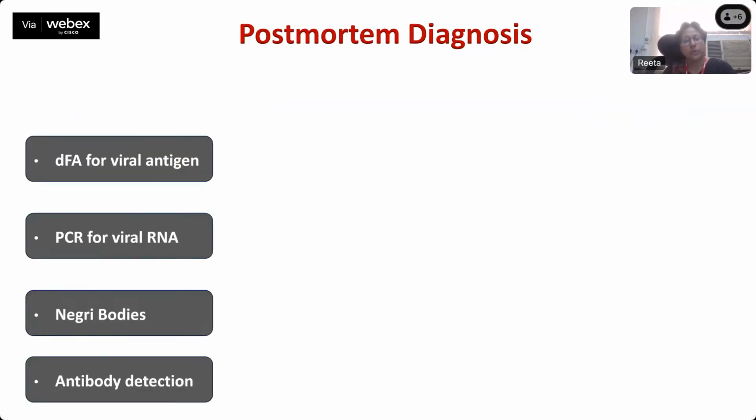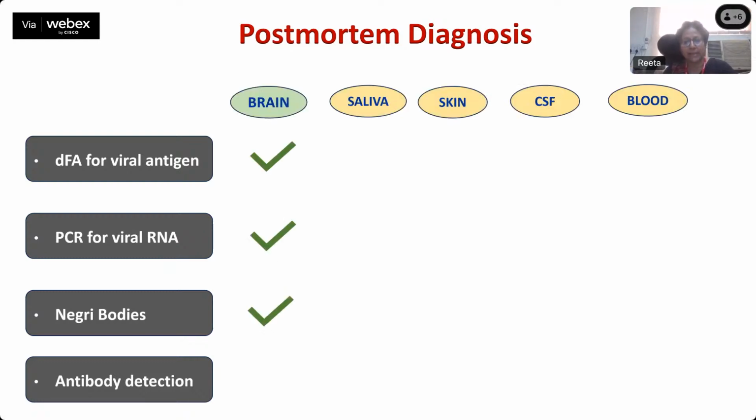Next slide. So what are the tests we do for post-mortem diagnosis? Yeah, the brain is the best sample. So on the brain tissue, you can do a DFA test for antigen detection, which is considered the gold standard for diagnosis of rabies, both in humans and animals. You can also do a PCR for viral RNA detection in the brain sample, and it's comparable to the gold standard. You can also detect Negri bodies in the brain by histopathology.